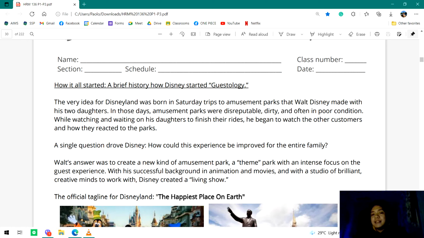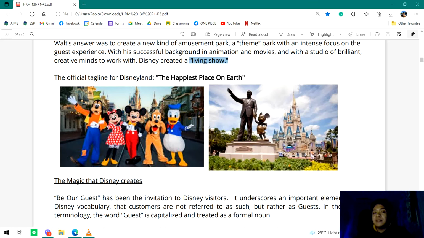So yun nga, with the use of his talents in animation, nakagawa siya ngayon ng isang amusement park na may theme. At ang intense focus ng theme na yon is guest experience. Kumbaga, lahat yung pinaka-tema ng ginawa niyang amusement parks is all around this question: how could this experience be improved for the entire family? How can this experience be improved for everyone? And how we should treat them as our guests. Intense focus ngayon on guest experience ang naisip na tema ni Walt Disney. With his successful background in animation movies and with a studio of brilliant creative minds to work with, Disney created a living show, and that is the birth of Disneyland.